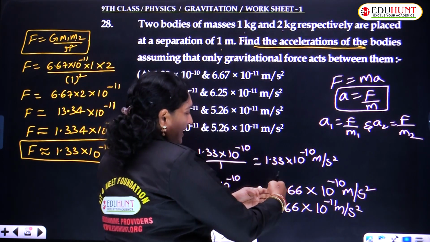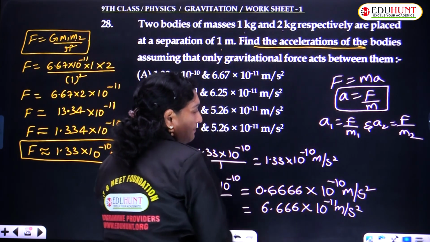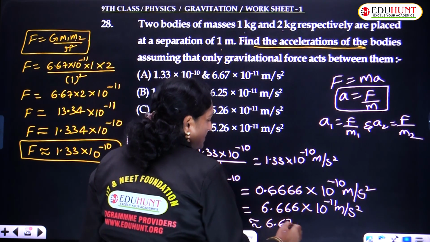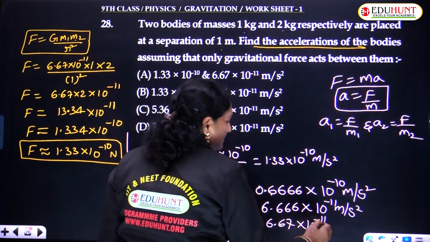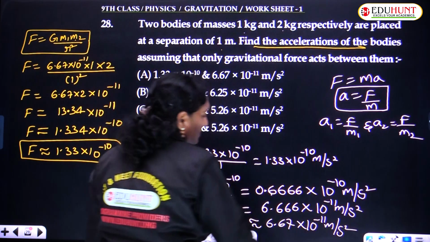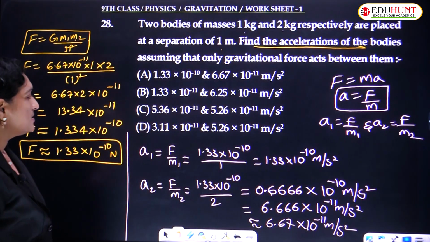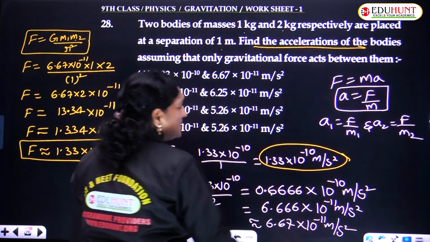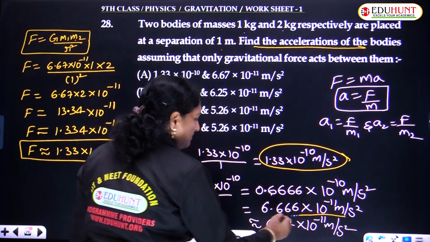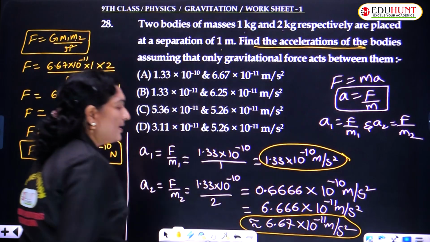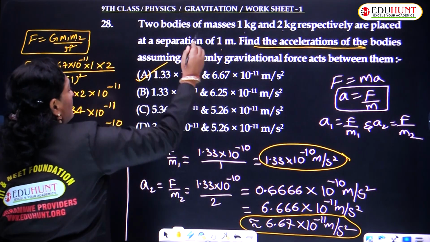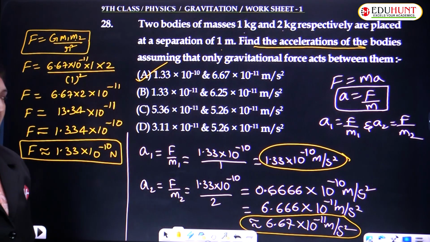This decimal I carried to the right side, so minus 10 became minus 11, or this can also be written as approximately 6.67 into 10 power minus 11 meter per second square. So which one is the correct option, children? First one you are getting it as 1.33 into 10 power minus 10, and the second one you are getting it as 6.67 into 10 power minus 11 meter per second square. Hence, the correct option must be option A.